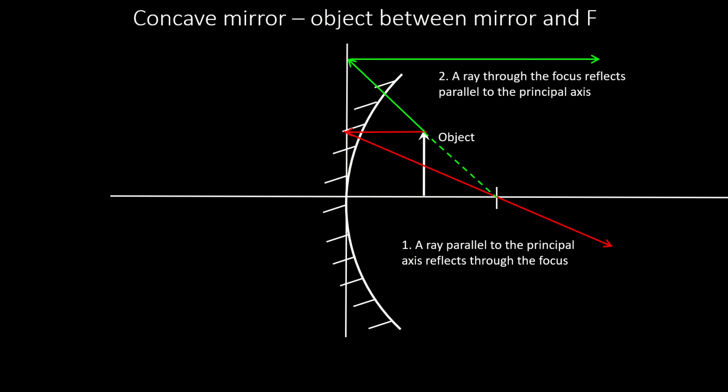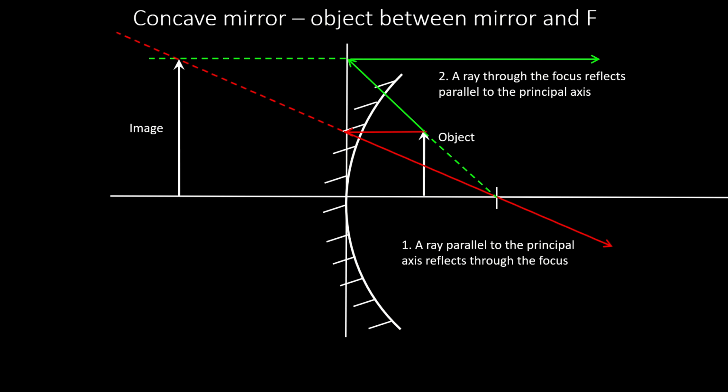Now, where is the image formed? The image is formed where the reflected rays cross. Now, those two reflected rays will never actually meet. They are moving away from each other. They're diverging, which means they never really cross. But it looks like they have crossed. If you extend them back, they look like they would have crossed back behind the mirror, which means that's where the image is formed.